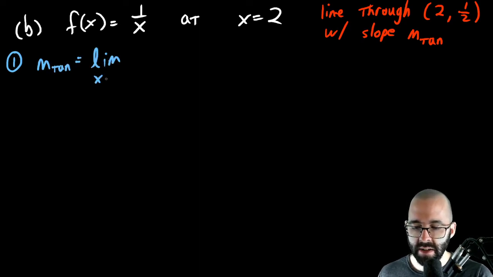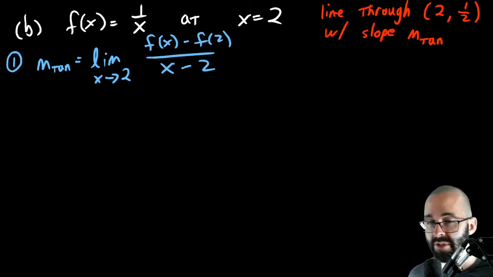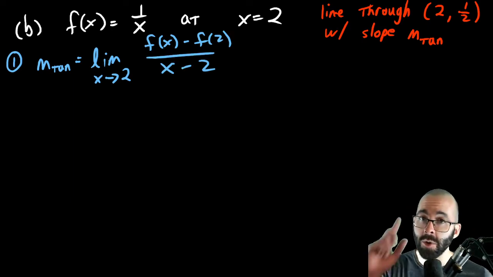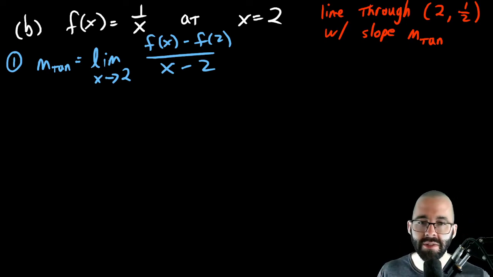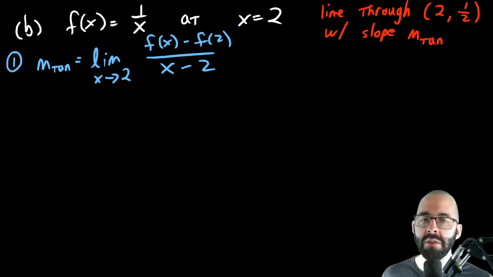It's the limit as x approaches a, which is 2, of f of x minus f of a divided by x minus a. And in fact, this is a really good opportunity for you to pause the video and try to see if you can mimic part A to find the slope of the tangent line in part B. Okay? Pause me. Hopefully you did that. And otherwise, if you're stuck, I will help.